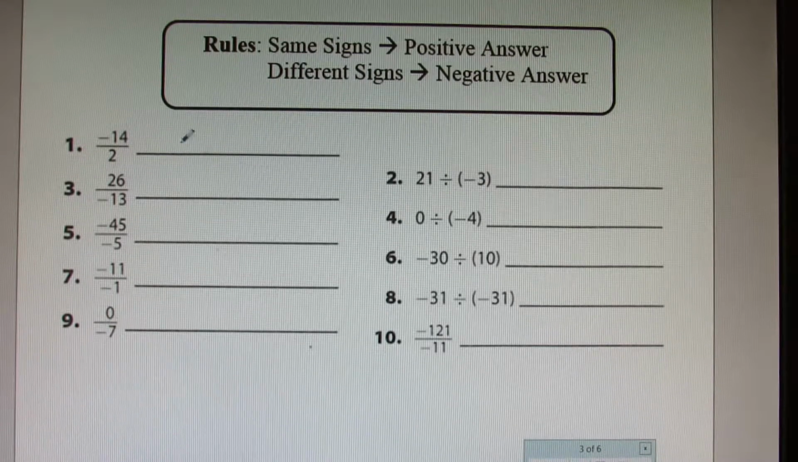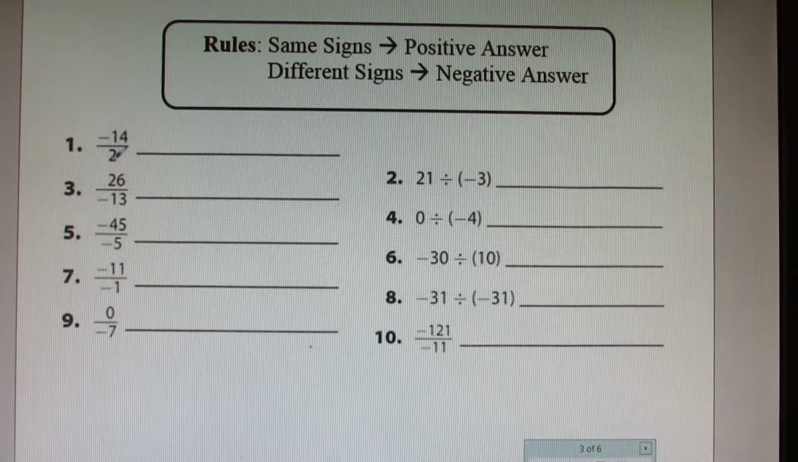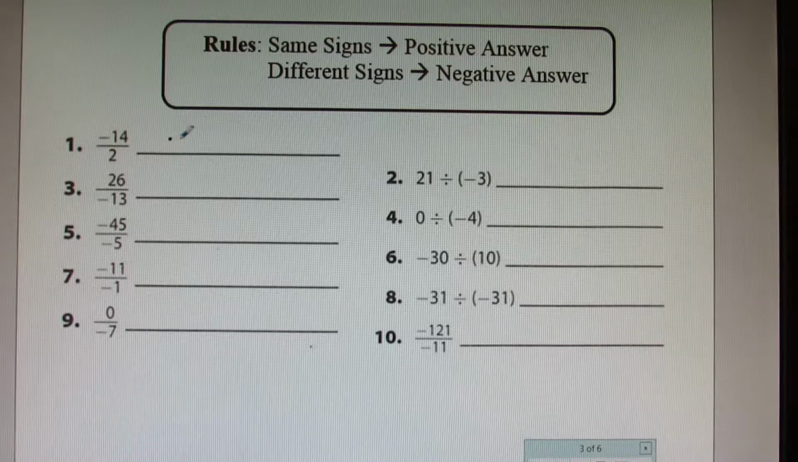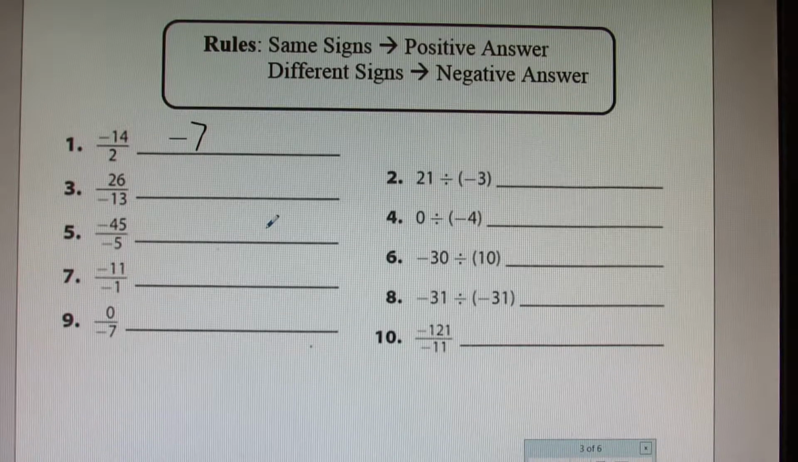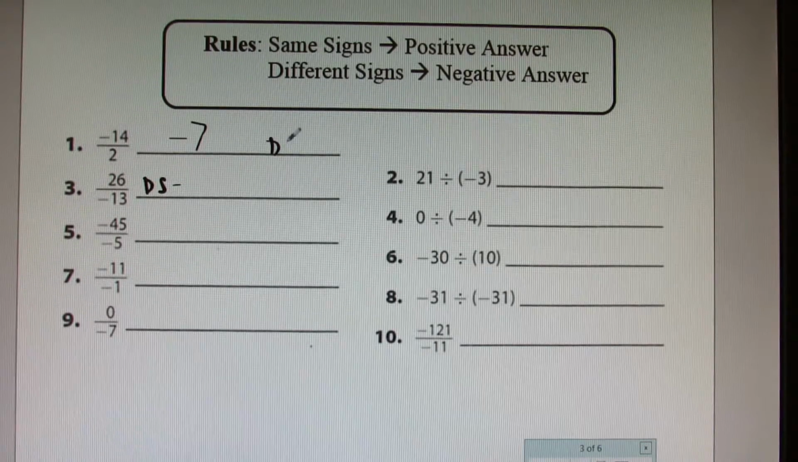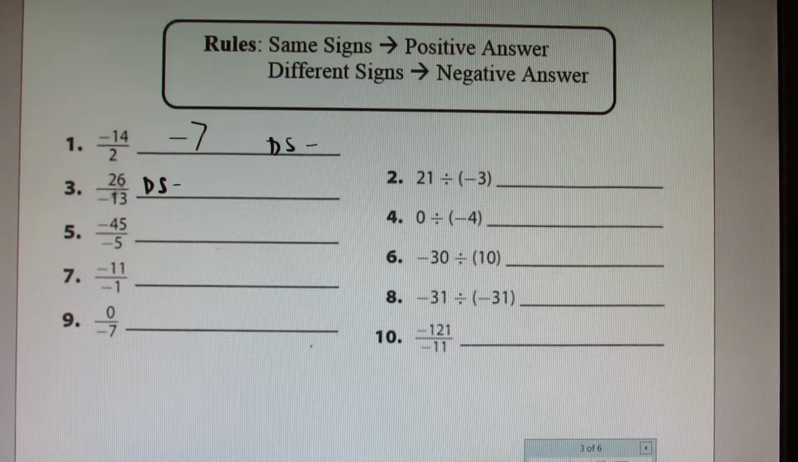Okay, welcome back. So, here we go. Different signs, my answer will be negative. 14 divided by 2 is 7, so my final answer is negative 7. These also have different signs, so my answer is also going to be negative. Different signs, negative. This answer, 13 goes into 26 exactly 2 times. So my final answer is negative 2. These are same signs. My answer is going to be positive. 45 divided by 5 is positive 9.